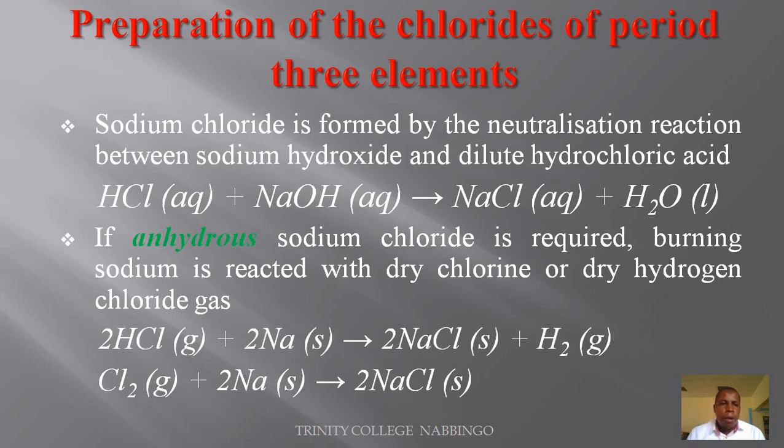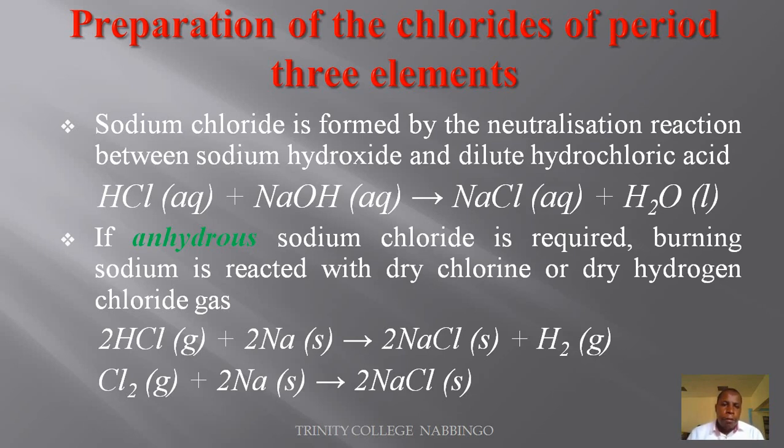The first member of period 3 is sodium. Its chloride is called sodium chloride, and is prepared by neutralization reaction between sodium hydroxide and dilute hydrochloric acid. In that equation, we have demonstrated that hydrochloric acid reacts with sodium hydroxide to give us sodium chloride and water.